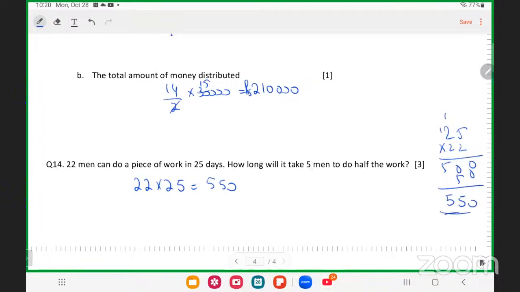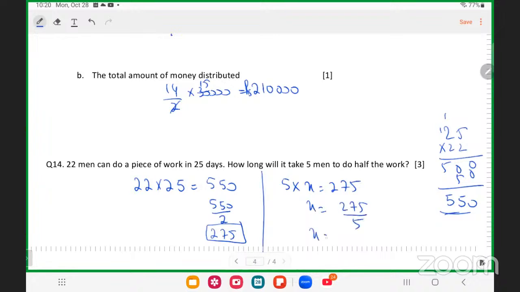How long will it take 5 men to do half the work? For half the work, 550 divided by 2, that is 275. So how long will it take 5 men to do half the work? X is 275 divided by 5. 5 fives are 25, so it will take 55 days to complete the work.